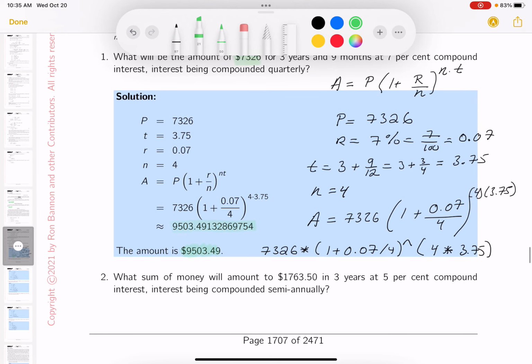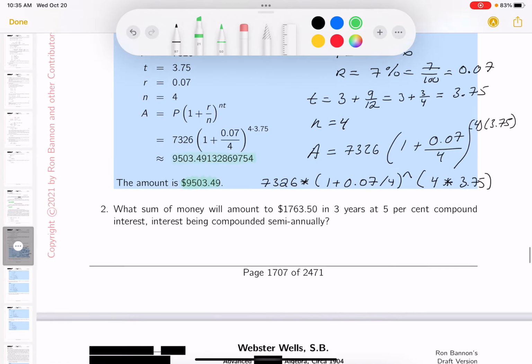So if you invest $7,326 at a 7% annual interest rate that's compounded 4 times per year for 3 years and 9 months, you would come back with $9,503.49. All right, so let's do number 2.